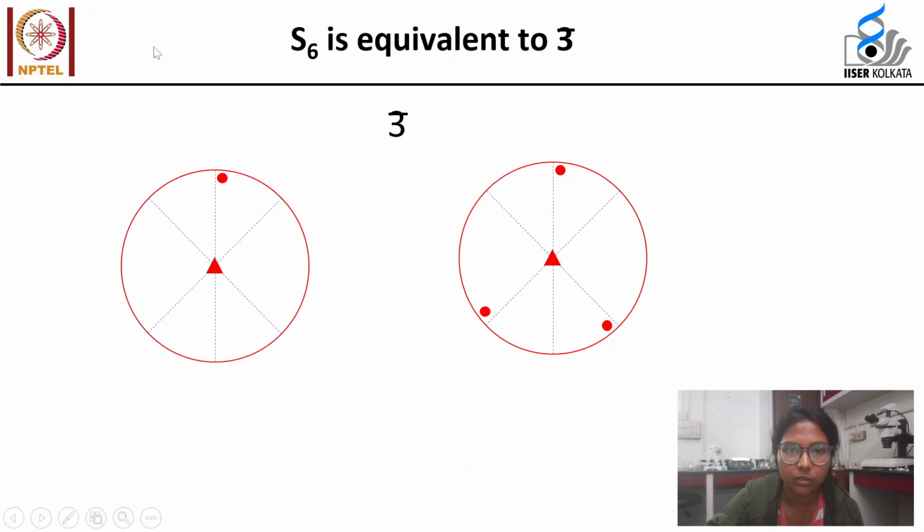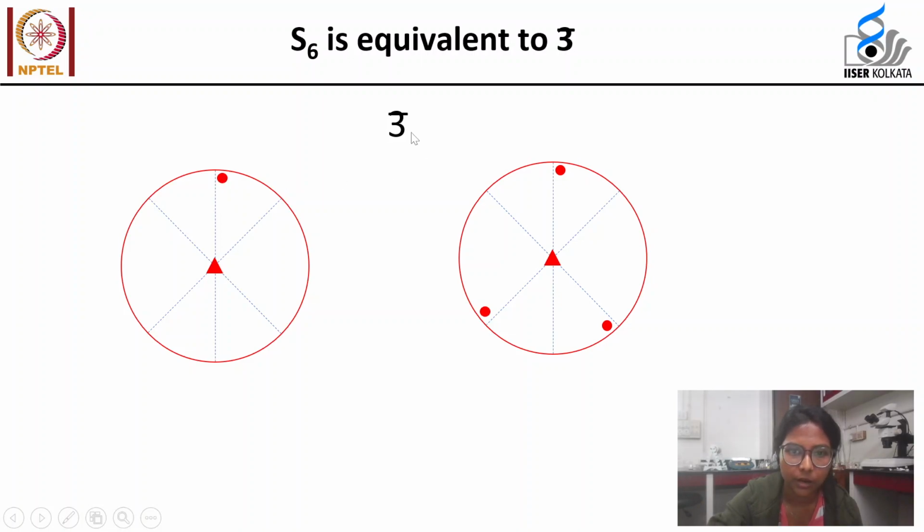So this was one question: whether S6 is equivalent to 3 bar or not. You know what 3 bar is, right? 3 bar is a roto-inversion axis. If I move to stereographic projections like this, this is the point which we have now.